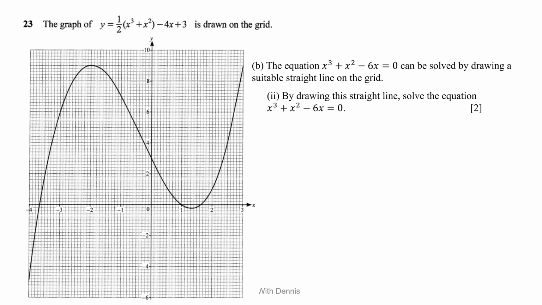2. By drawing this straight line, solve the equation x cubed plus x squared minus 6x equals 0. 2 marks.